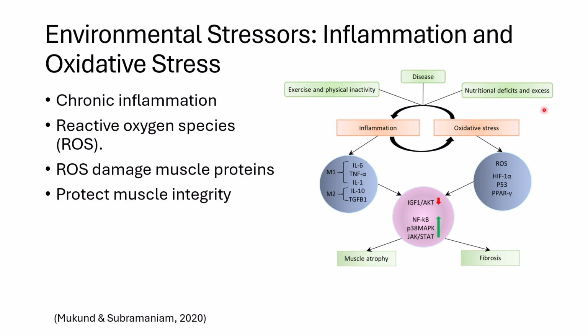This is why maintaining a healthy lifestyle with proper nutrition and exercise is crucial for muscle health. This picture is a representation of the relationship between inflammation and oxidative stress. There are various triggers, including excessive exercise or a complete lack of it, nutritional excess and deficits, or disease and injury, which greatly influence the mediators.